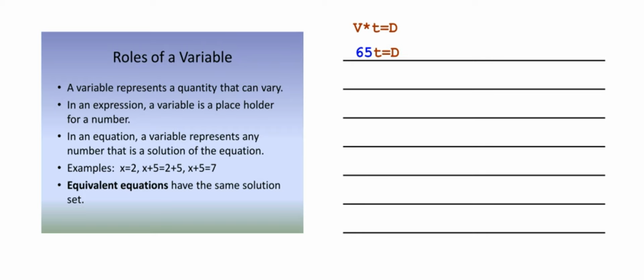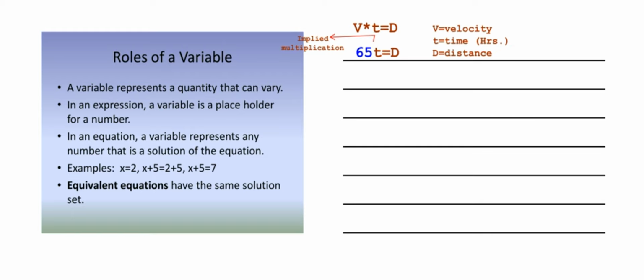Well, let's say at your local freeway, whichever one's nearest to you, let's assume the speed limit is 65. So our velocity v is 65. We're replacing the velocity with the 65. So we have 65 times t equals d. Do notice that this implies multiplication when you have a number next to a variable.